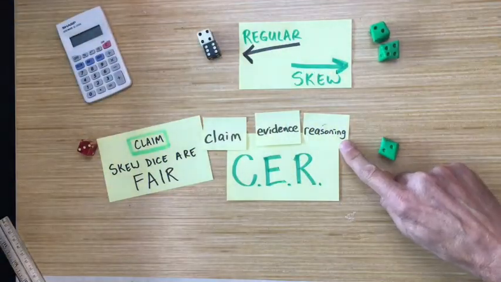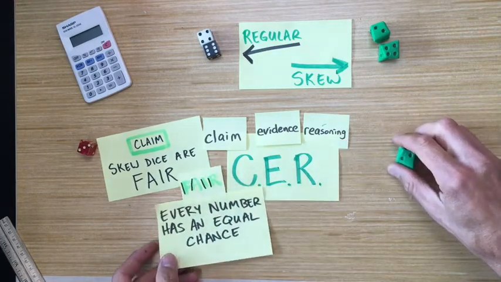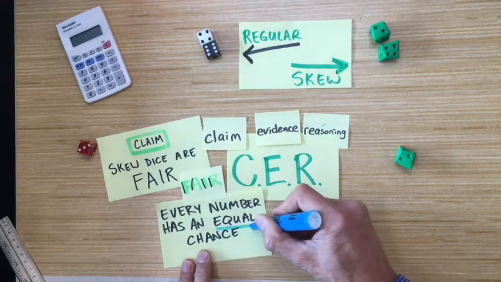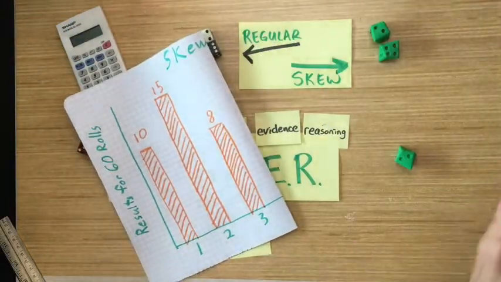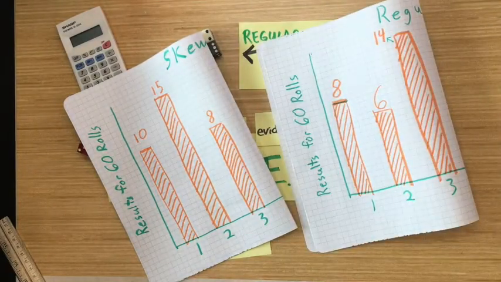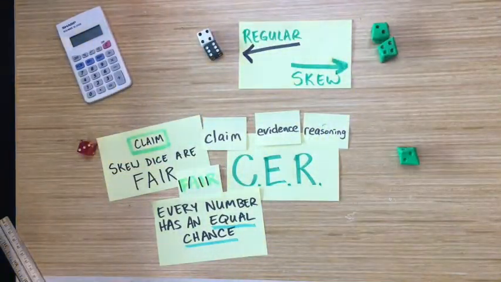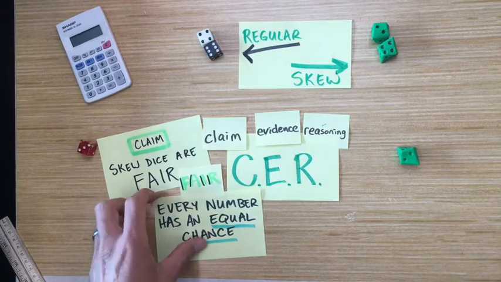This is called reasoning. My claim is that the dice are fair. The definition of fair is that every number has an equal chance of being rolled. My evidence shows that after testing the skew dice and the regular dice, there's an equal chance or equal probability of every number being rolled. They don't actually come out to be equal because it's random. My claim stands that skew dice are fair because the evidence provides facts that we agree upon, and they apply exactly to the definition of what fair means for dice.